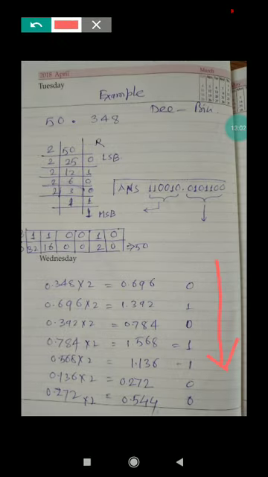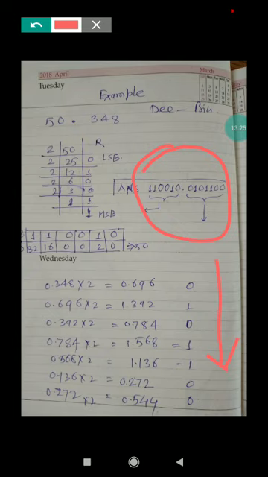Okay, 0 1 0 1 1 0 0. So the final answer is written here. The final answer has two parts. The first one is 50 and the second one is 0.348. Okay, this is how you have to convert any decimal number into a binary number.